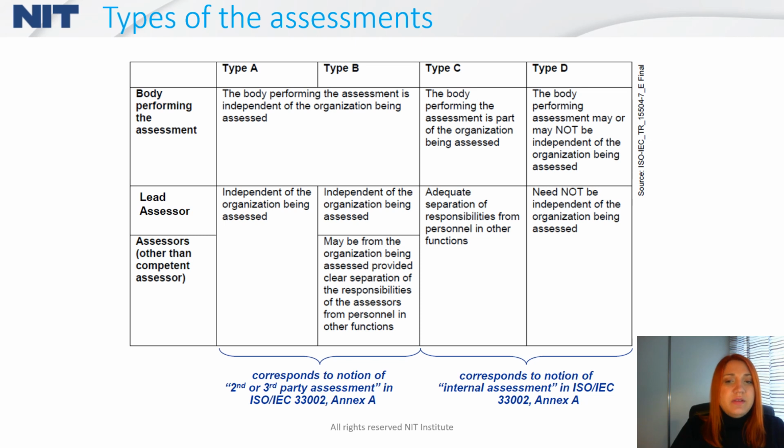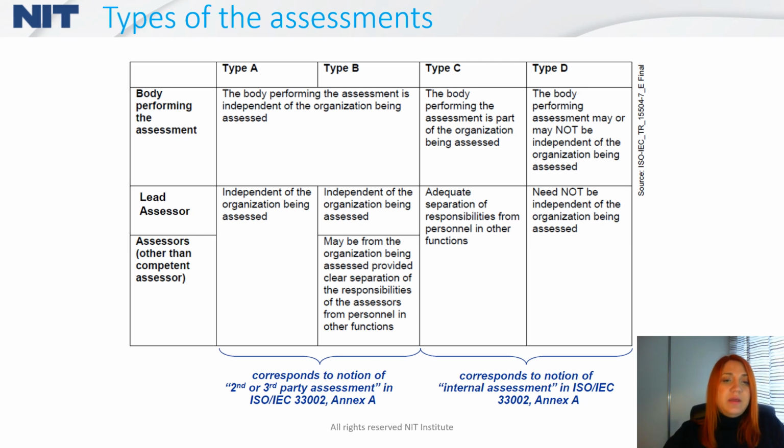In the case of the type A assessment, the assessment of the project or of any kind of organizational unit is performed in the way that the body performing the assessment is fully independent of the organization being assessed. And also the lead assessor and all co-assessors must be fully independent of the company which is assessed.